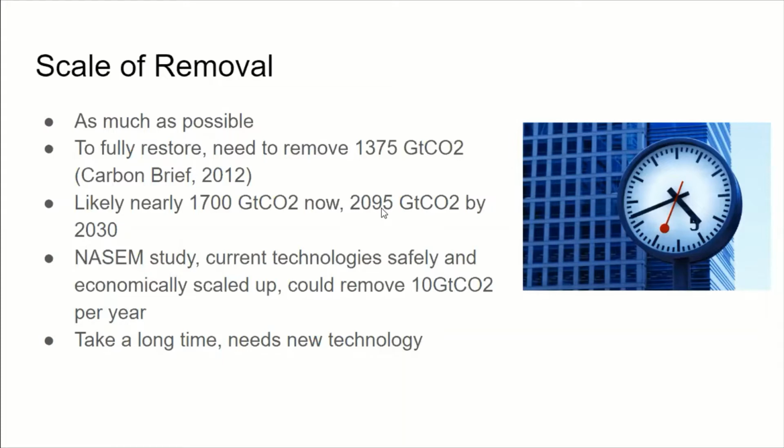Currently, a NASA study said that current technologies could safely remove 10 billion tons of CO2 per year. The reason I wanted these numbers here is to get an image of the scale of the removals needed. That is a huge amount, a scale that I don't think any of us can get our head around. Just how much CO2 we've put into the atmosphere already, and it's already there, and we need to remove it.